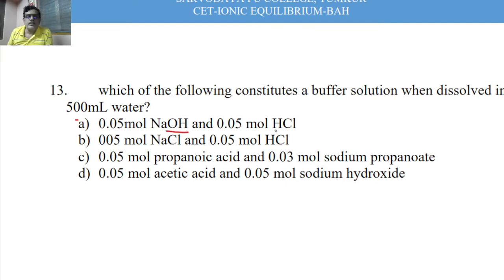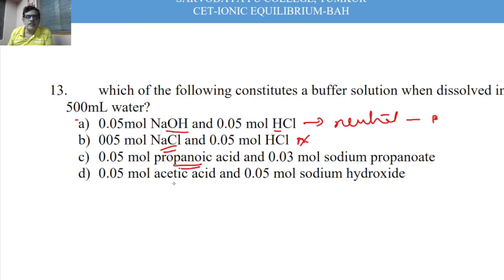0.05 mole of NaOH and HCl will simply neutralize each other, react with each other. So pH will be 7. It will not be constituting any buffer. Here is a salt of a strong acid, weak base and strong electrolyte. So it cannot be the answer.